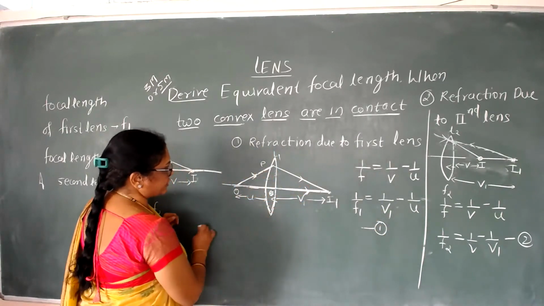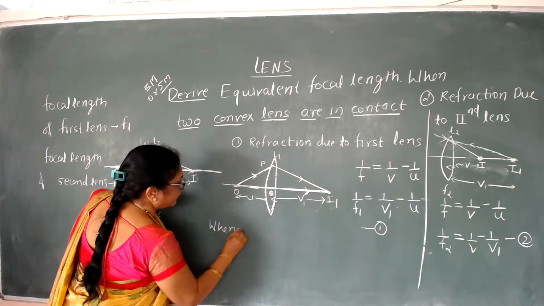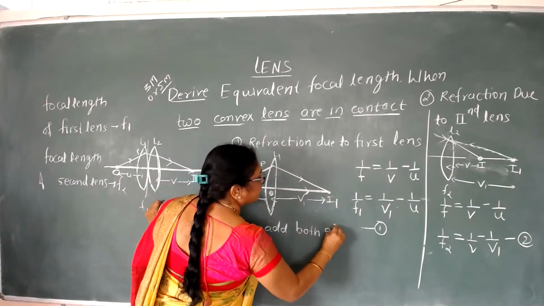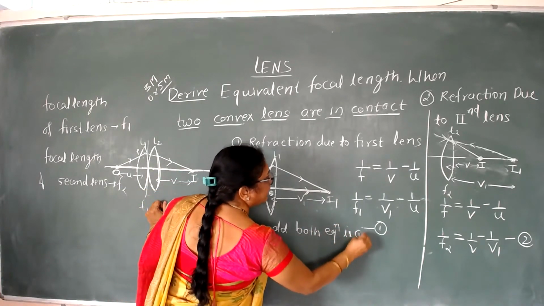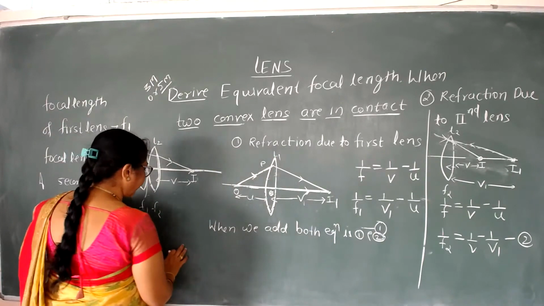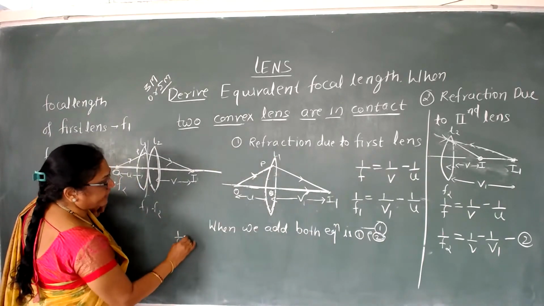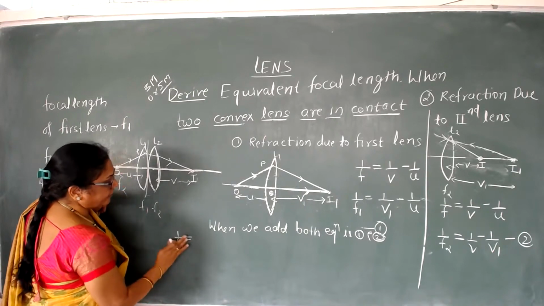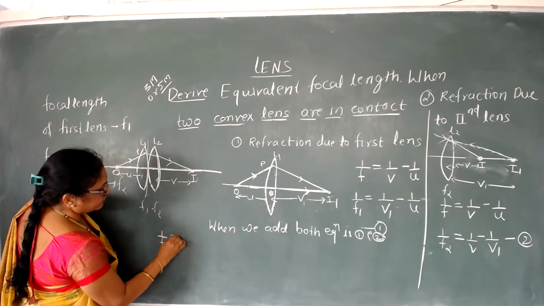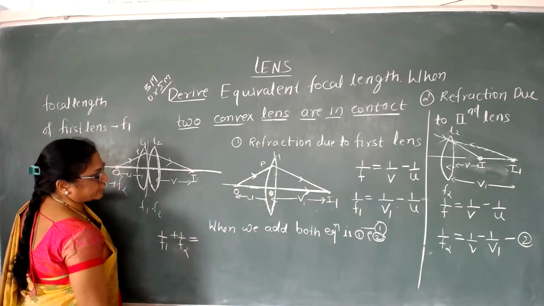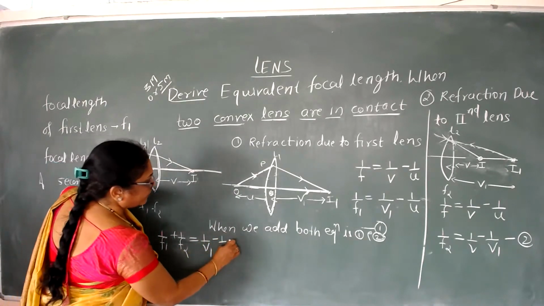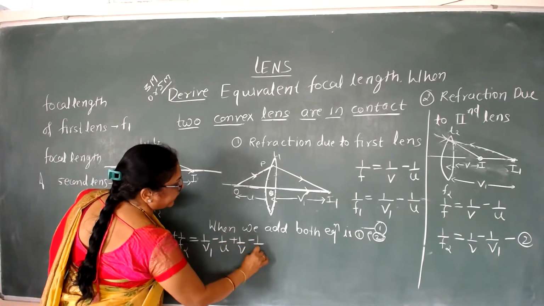When we add both the equations, that is 1 and 2, the first equation is 1 divided by f1. Another equation: 1 divided by f2 is equal to 1 divided by v1 minus 1 divided by u plus 1 divided by v minus 1 divided by v1.